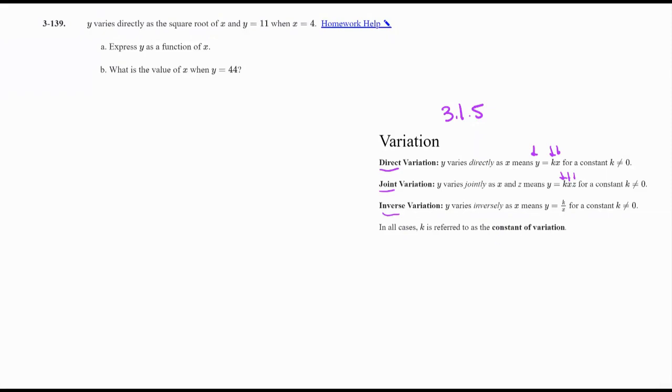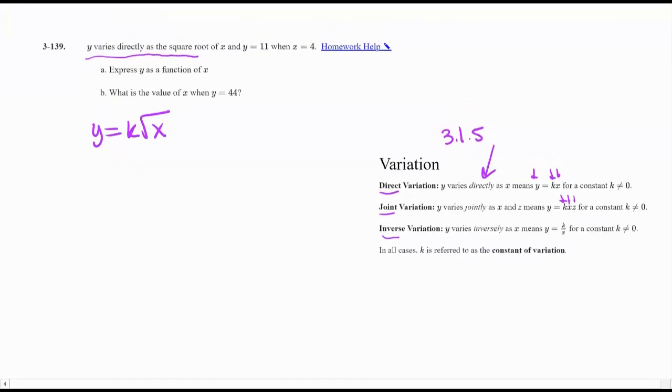So we're saying that y varies directly as the square root of x. So the way I write that is y equals k times the square root of x, because it is directly, I multiply the square root of x times k, which, again, I don't know what k is. So that is the first part here. And so we know that y equals k times the square root of x.